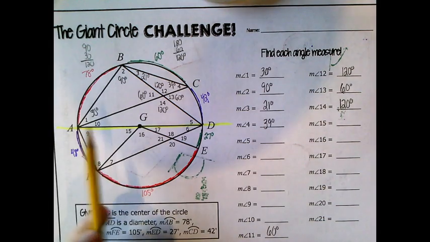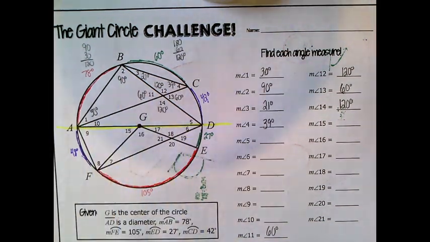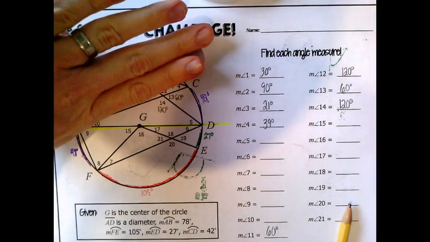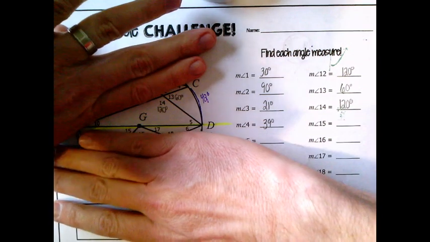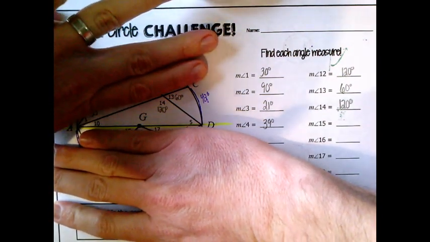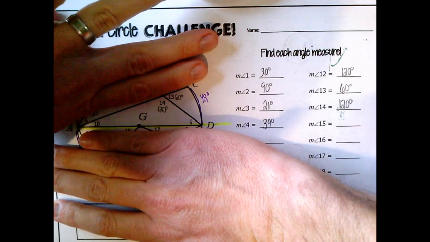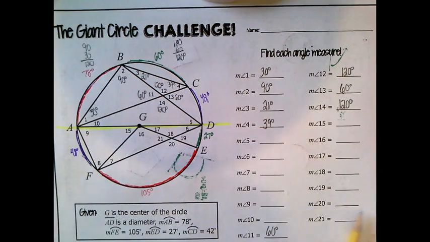Okay. So I've got that. I need 5 and 10. I need those in there. So if you look, here's angle 10. It intercepts arc 42. So I'm going from big to small. So angle 10, I got to take half of that. So 10 is 21 degrees.